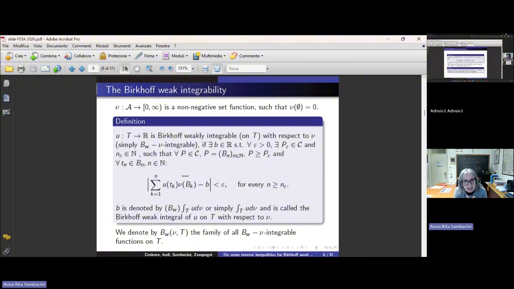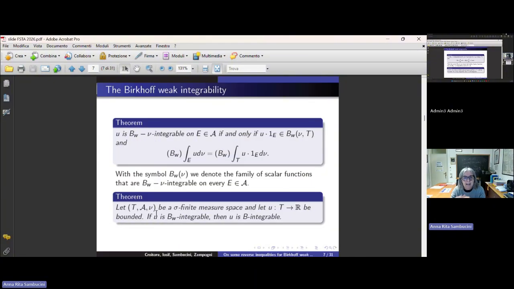An integral of this type was introduced in Banach spaces for countably additive measure by Cascales and Rodríguez in 2000. And they use, instead of Cauchy-Riemann sums, unconditionally convergent series. And if we are in the countably additive case with sigma-finite measures, the Birkhoff integrability by Cascales-Rodríguez and the integrability in the weak sense we introduce here are equivalent.